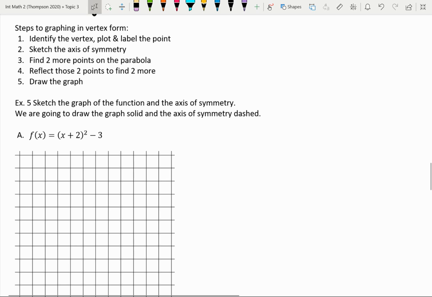So we've got a lot of steps here for graphing in vertex form for a parabola. Step 1, identify the vertex, plot and label the point. 2, sketch the axis of symmetry. 3, find 2 more points on the parabola. We're going to use a table for this. 4, reflect those points to find 2 more points, and then finally draw the graph.